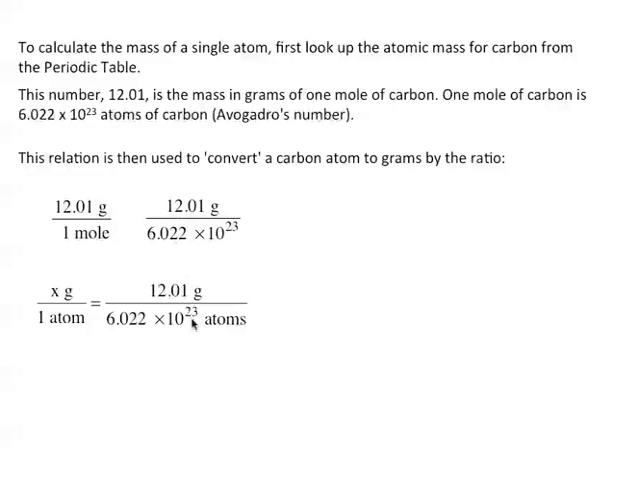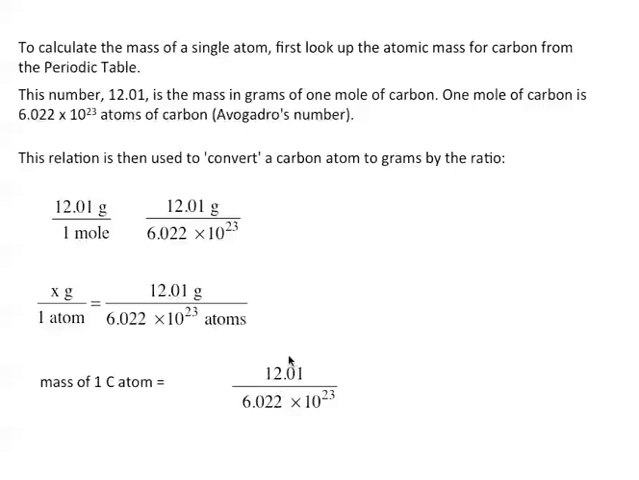So I'm going to set up a nice ratio. I want to find out how many grams in 1 atom, knowing that it's 12.01 grams in 6.022 times 10 to the 23 atoms. So I have grams on top, atoms on bottom. And here's my unknown. x divided by 1 is x, right? So it's my unknown, my mass. So the mass of 1 carbon atom is going to be 12.01 divided by 6.022 times 10 to the 23.